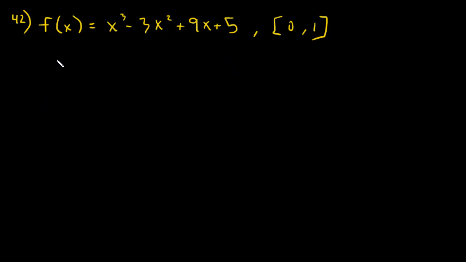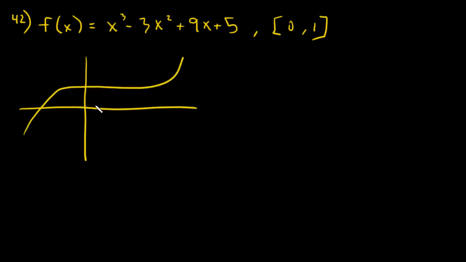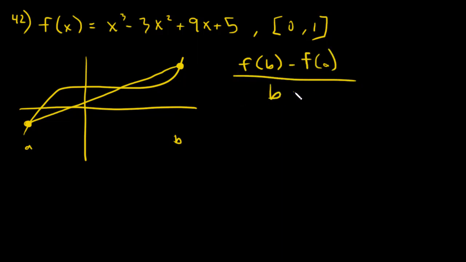So MVT says I have some function, doesn't matter what it is, that's a perfectly good function for me. Let's say that I have a value here I'll call A, and a value here I'll call B. Now, there is an average slope between these two. It's the slope between the 2 points. How do I find that? Well, that's just f of b minus f of a over b minus a.